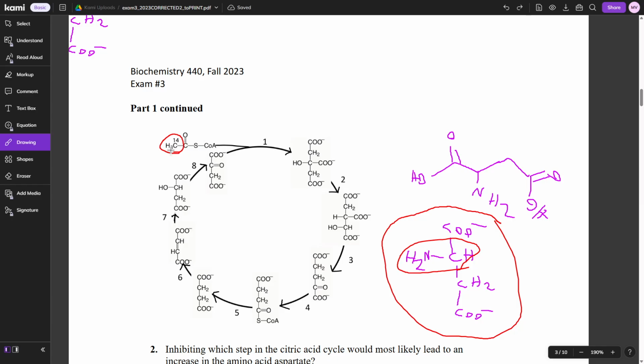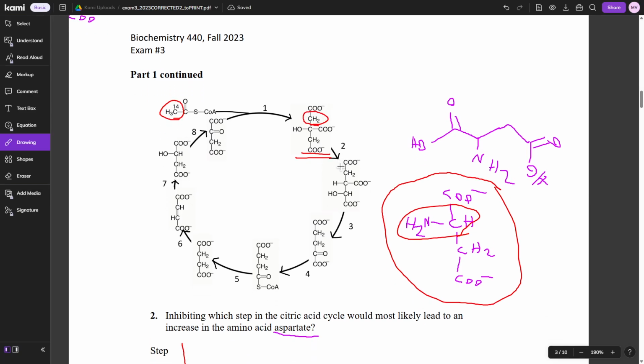But if we label this C, where does that C end up in citrate? So let's start with that. Which carbon in citrate corresponds to this carbon here? This one or this one? Top one or the bottom one? Top one. So the top one. Okay. And then we go down. Which one?